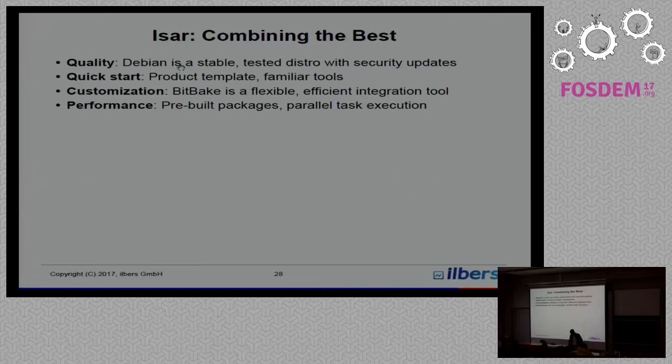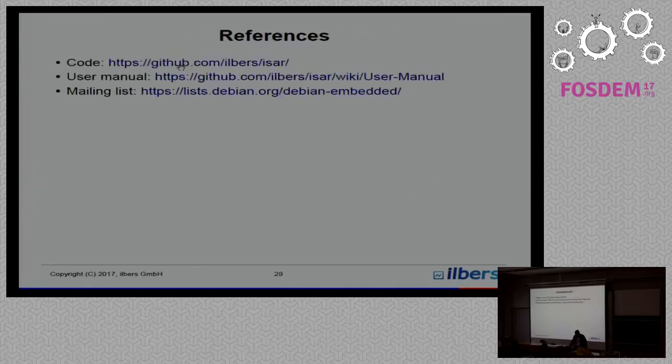Here are the references. So we are on GitHub. The manual is in the wiki. And for the mailing list, we decided to abuse Debian Embedded for now, till we have a greater amount of traffic, and then we could move anywhere else. Well, that's it for today. Any questions?